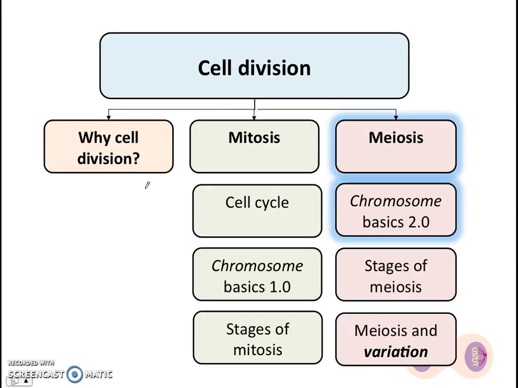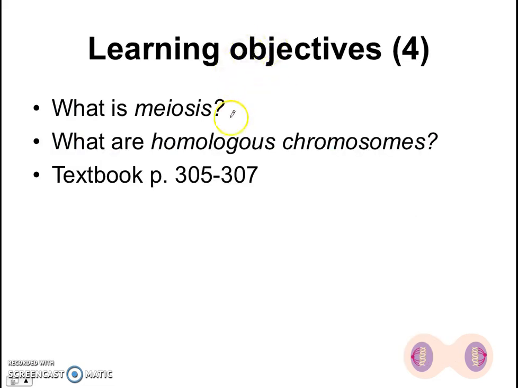So we're going to start our journey into meiosis by looking at some chromosome basics. In particular, I'm going to be introducing to you this term, homologous chromosomes. Right? It's not French or German, it's English, homologous chromosomes. What is that? And what does it have to do with meiosis? In your textbooks, you can find the information on these pages.